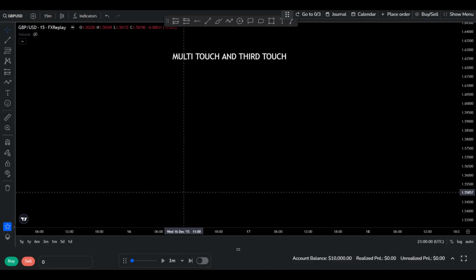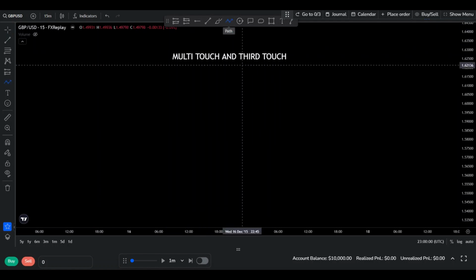In this particular video, we are going to be talking about multi-touch and third touch. Without further ado, let's dive into what we have for the video. So, what is multi-touch and third touch?